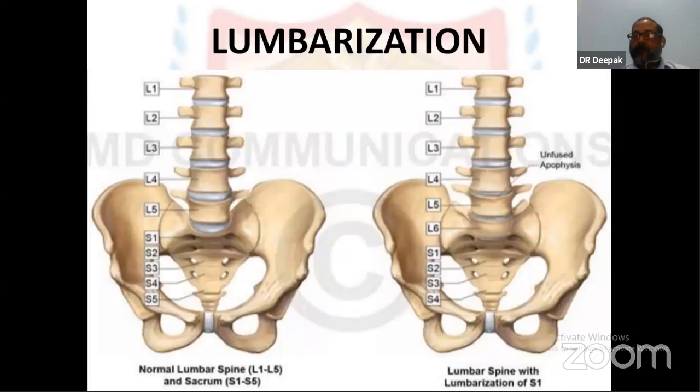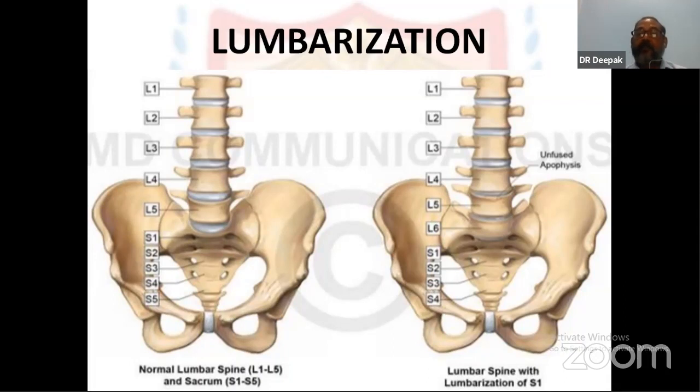Then come to the lumbarization. In lumbarization, the S1 vertebra is mobile and it is not fused with the sacrum. So in lumbarization, the lumbar vertebrae become 6 lumbar vertebrae. That S1 is converted into L6, and the 5 sacral vertebrae are now converted into 4 sacral vertebrae, because really S1 is mobile and it becomes L6.